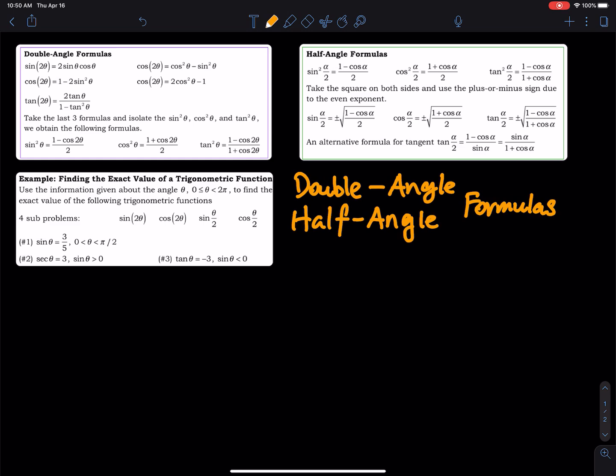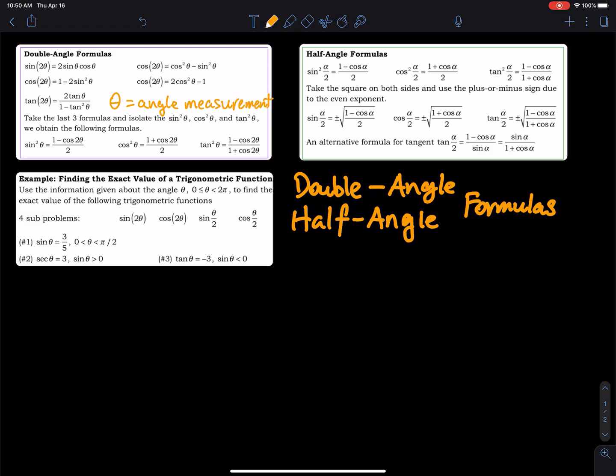So this lesson is double angle and half angle formulas. We have two sets of formulas, one on the left, one on the right. For double angle, the theta is an angle measurement. So this one is an angle measurement.